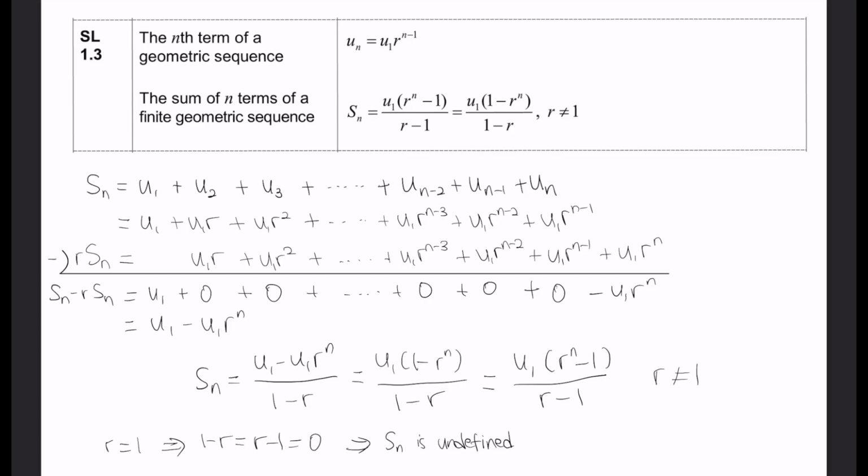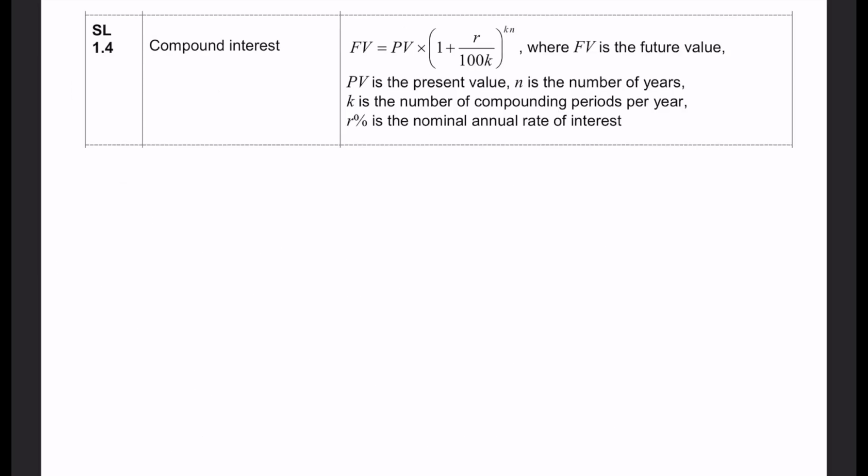Instead, when r equals 1, use the formula Sn equals u1n, as a geometric sequence with common factor 1 is simply a sequence where all the terms are equal to the first term.